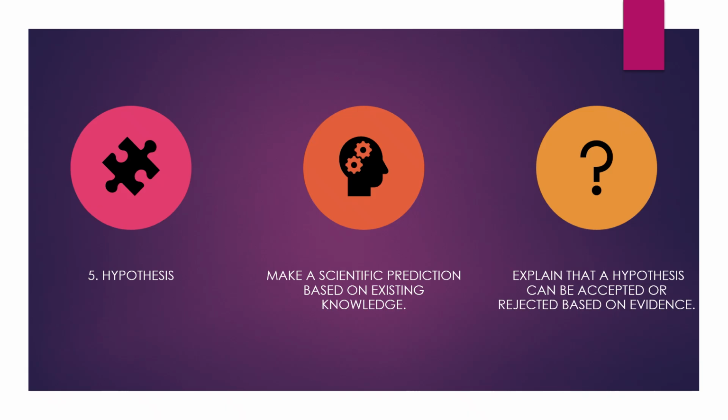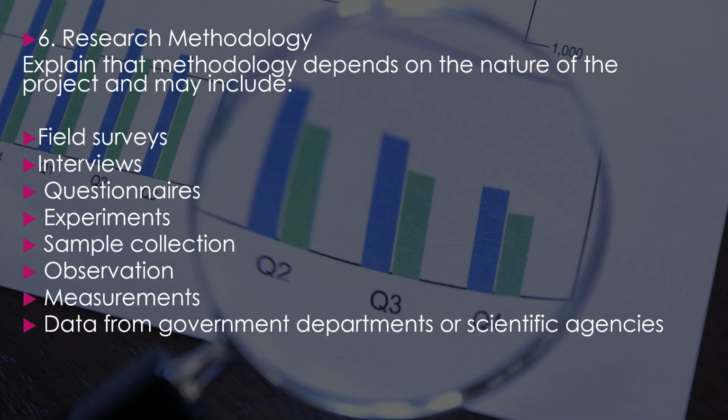Hypothesis. Make a scientific prediction based on existing knowledge and explain that a hypothesis can be accepted or rejected based on the evidence. Research methodology. Explain that methodology depends on the nature of the project and may include field surveys, interviews, questionnaires, experiments, sample collection, observation, measurements, and data from government departments or scientific agencies.